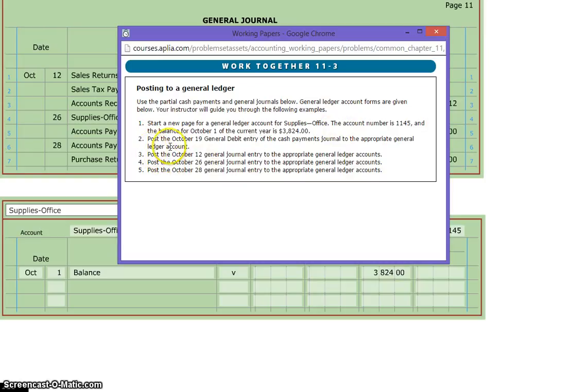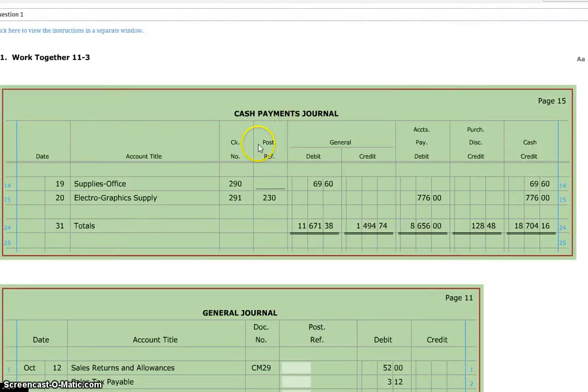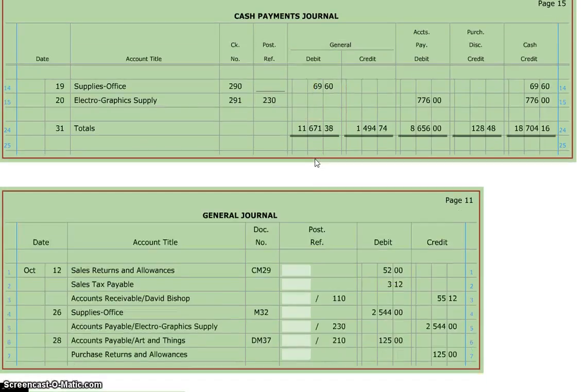Instruction 2, we're going to post the October 19th general debit entry of the cash payments journal to the appropriate general ledger account. If we go up here to our cash payments journal, we see on the 19th we have Supplies-Office, and we have this general debit column right here. It looks like we had purchased some office supplies for $69.60. We know we paid cash because we have a cash credit here. So $69.60 is what we're looking for as a debit to post.